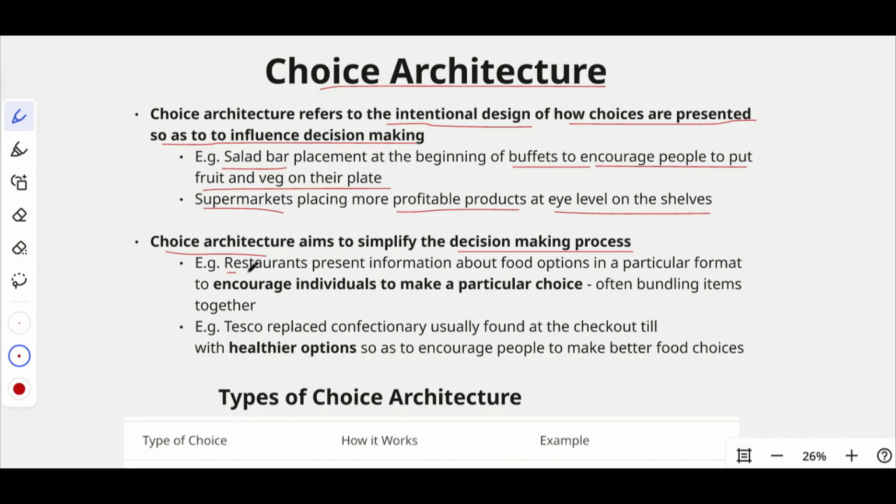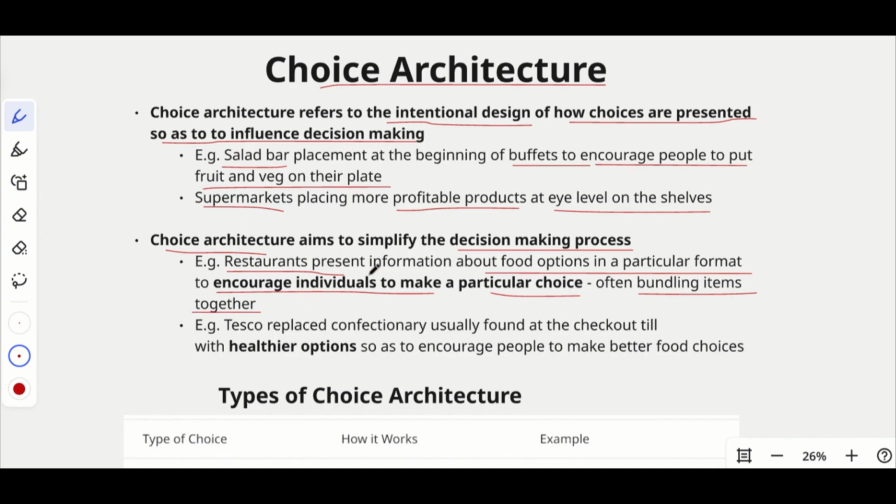For example, restaurants present information about food options in a particular format, right? To encourage individuals to make a particular choice, often bundling items together. So these are the tricks used by firms to improve their business. They know what kind of products will be purchased by a certain group of people, so they know how to arrange them in a particular order so that we will be purchasing them.